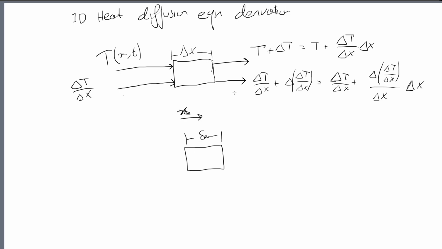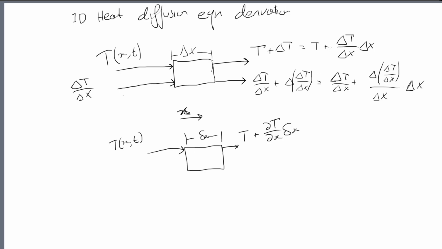That's an x. We can say that the temperature going in is T, which we know is a function of x and t, time. And the temperature coming out is going to be that same temperature, plus the change in temperature with x, which we're going to write as partial dT by dx, multiplied by the small change in x.